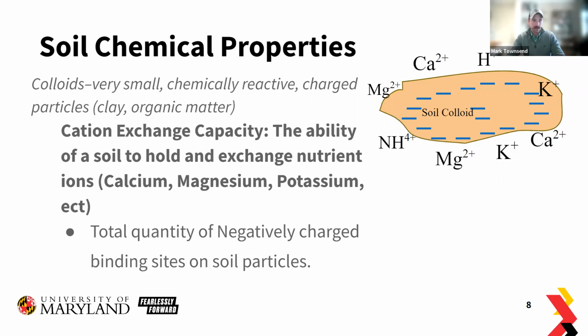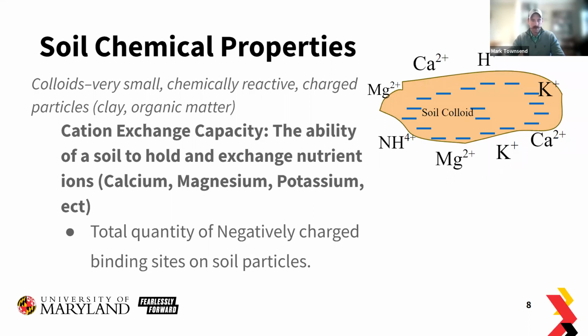So these are things like calcium, magnesium, potassium. I've got NH4 on there, that's ammonium. There are some others as well, but that being said, those are kind of the main ones that we see in a soil system, and really the ones that we most care about, because those are the ones that really drive plant growth.